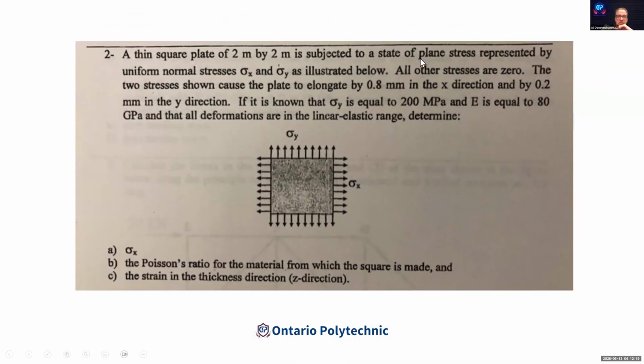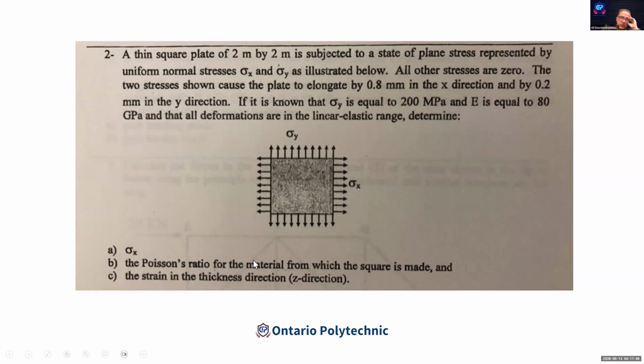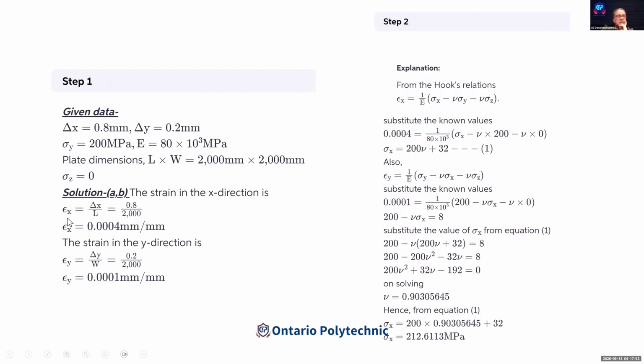Plane stress has been clearly mentioned here, it's in the state of plane stress. And when it says plane stress, it means that sigma z is 0, and we have uniform normal stresses sigma x and sigma y, as illustrated below. Again, in the question it has been mentioned that all other stresses are 0, but there is no need to mention this because it's obvious from the plane stress condition and sigma x and sigma y. To find A and B, sigma in x direction and Poisson ratio, we can easily calculate the strain in x direction.